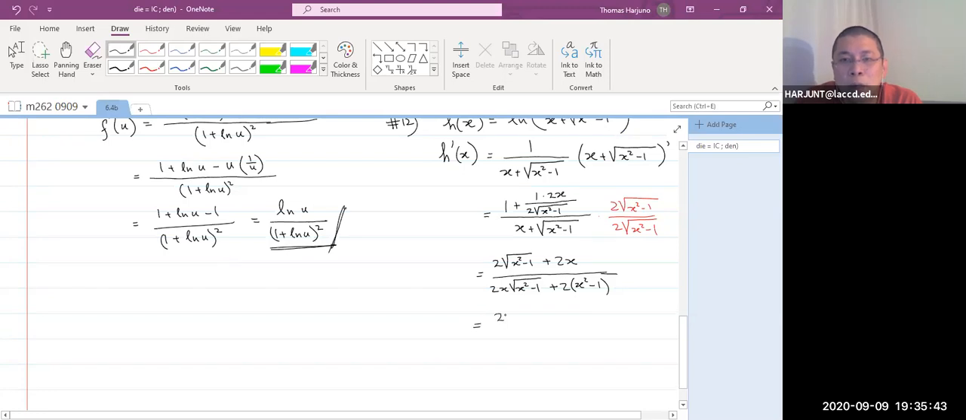Actually, I can factor the 2 on the top. I know it becomes really something quite nice, so let me try to factor as much as possible. I can take the 2 out. I think I will take the square root of x squared minus 1 out also. So I get x plus square root of 2x squared, square root of x squared minus 1. So you see something cancel there? So I get this is equal to 1 over square root of x squared minus 1.